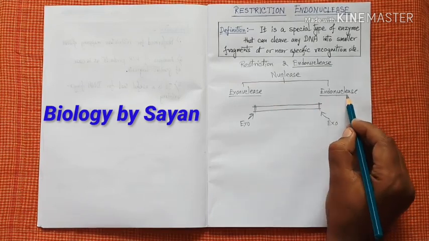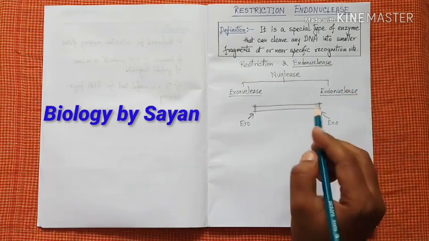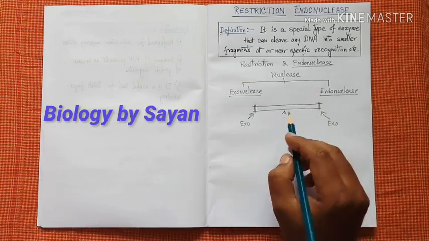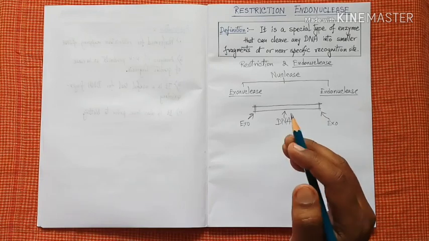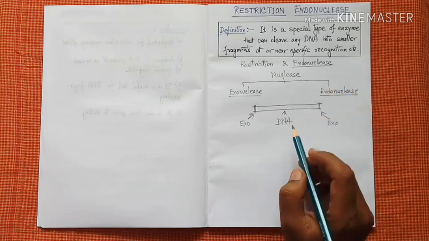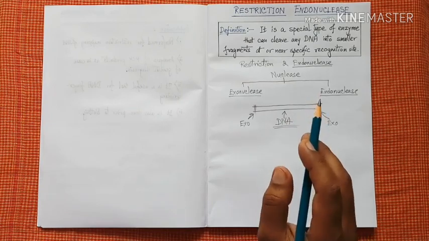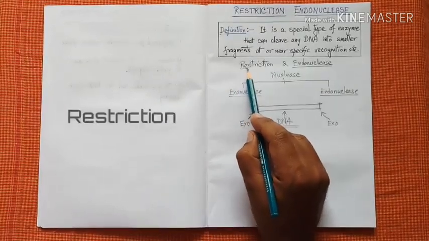On the other hand, endonucleases are a group of nuclease enzymes that can create a cut near the middle of any DNA or RNA. So endonucleases are a group of nuclease enzymes that are able to cut any DNA fragments near or from the middle point.